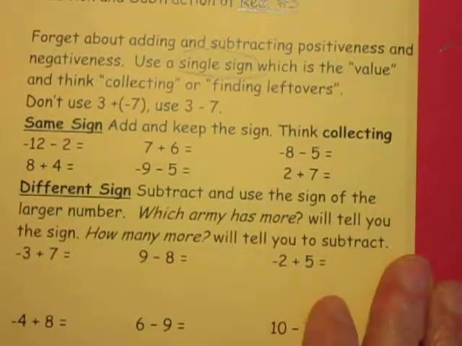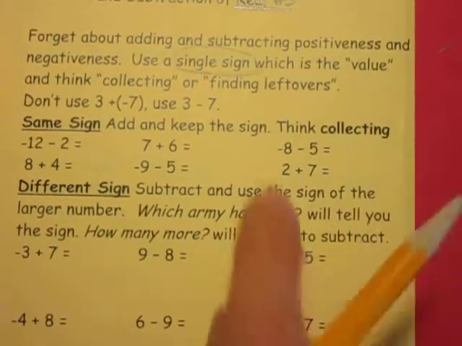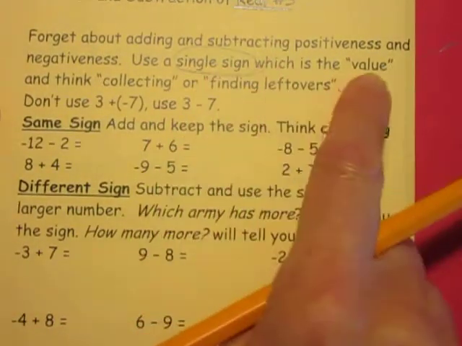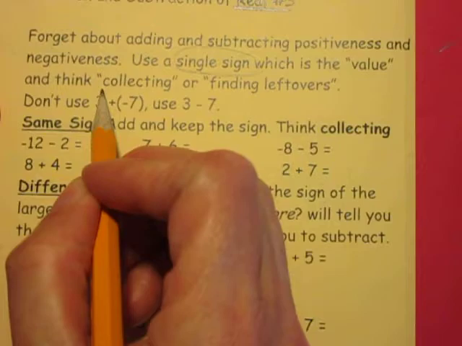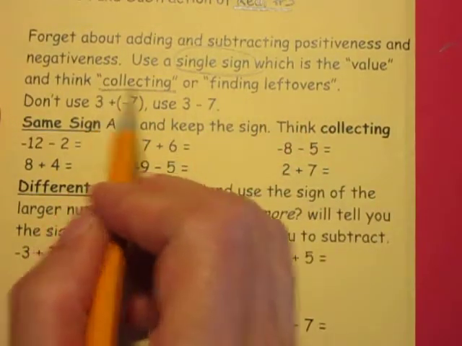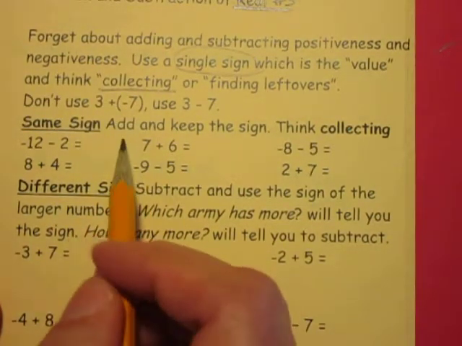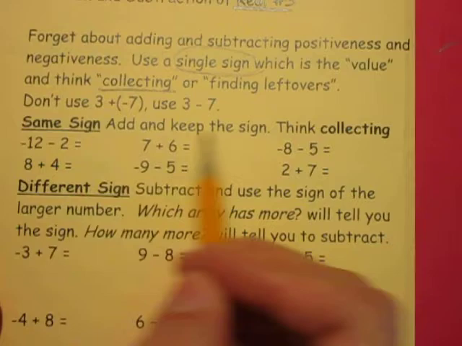Okay, so we're going to forget about adding and subtracting positiveness and negativeness. What I want you to think about is that double signage, and then think about the value, and think about collecting. Later, we're going to think about finding leftovers. But right now, I think the easiest one to start with is when you have the same sign, you add and keep the sign. That's basically what the rule says.